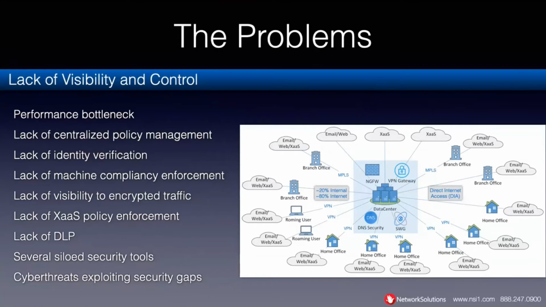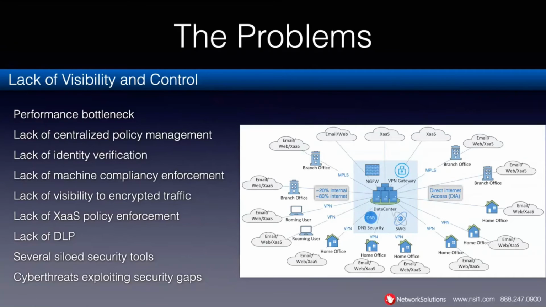So this presents problems. We have a lack of centralized policy management, lack of identity services, including identity verification, lack of machine compliance enforcement, and lack of visibility into encrypted traffic. Encrypted traffic masks threats. Privacy versus security: privacy, very important; security, very important. Also the lack of cloud policy enforcement and the lack of data loss prevention.